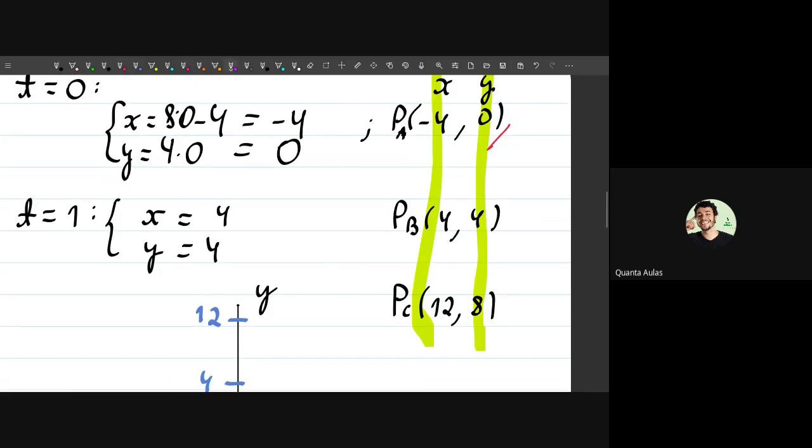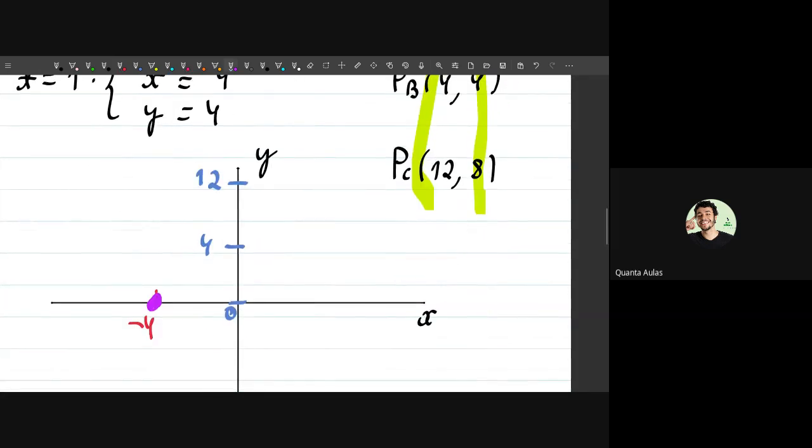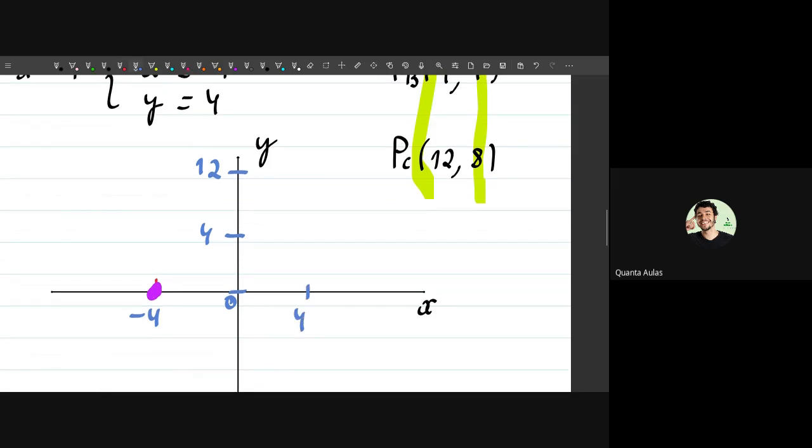This point, I will put in purple. Okay. I don't know why I changed the color, but okay. So we have here 4 and here 12. Okay, this is our first point.